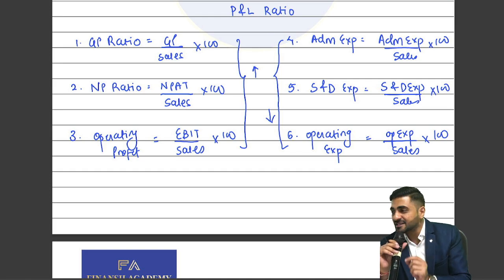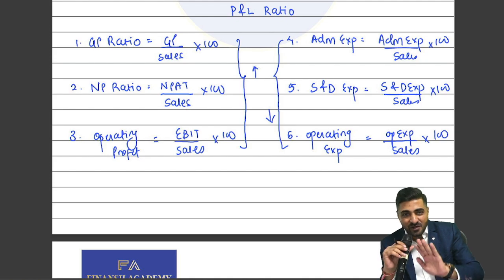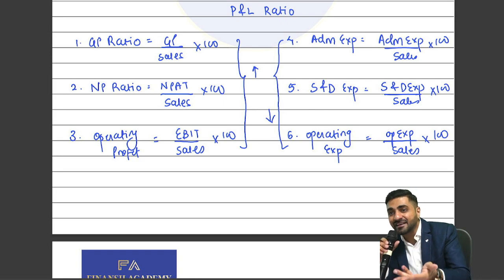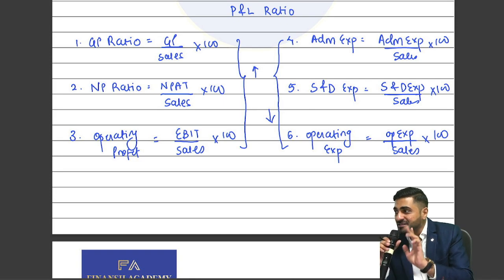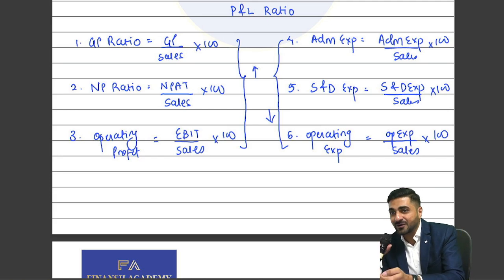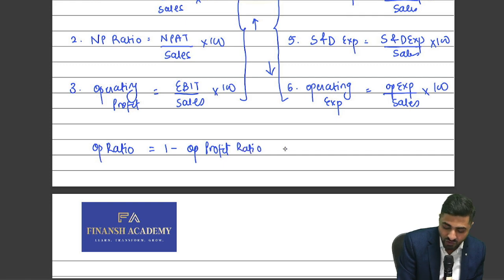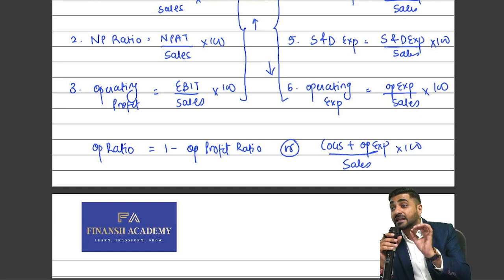Now I'll give you one twist. There is something called operating expense ratio. Now there is something also called your operating ratio. Operating ratio is different from your operating expense ratio. What is operating ratio? Operating ratio is nothing but 1 minus operating profit ratio. Or as you told, it should be COGS plus operating expense upon sales into 100. Your operating ratio, yes or no?